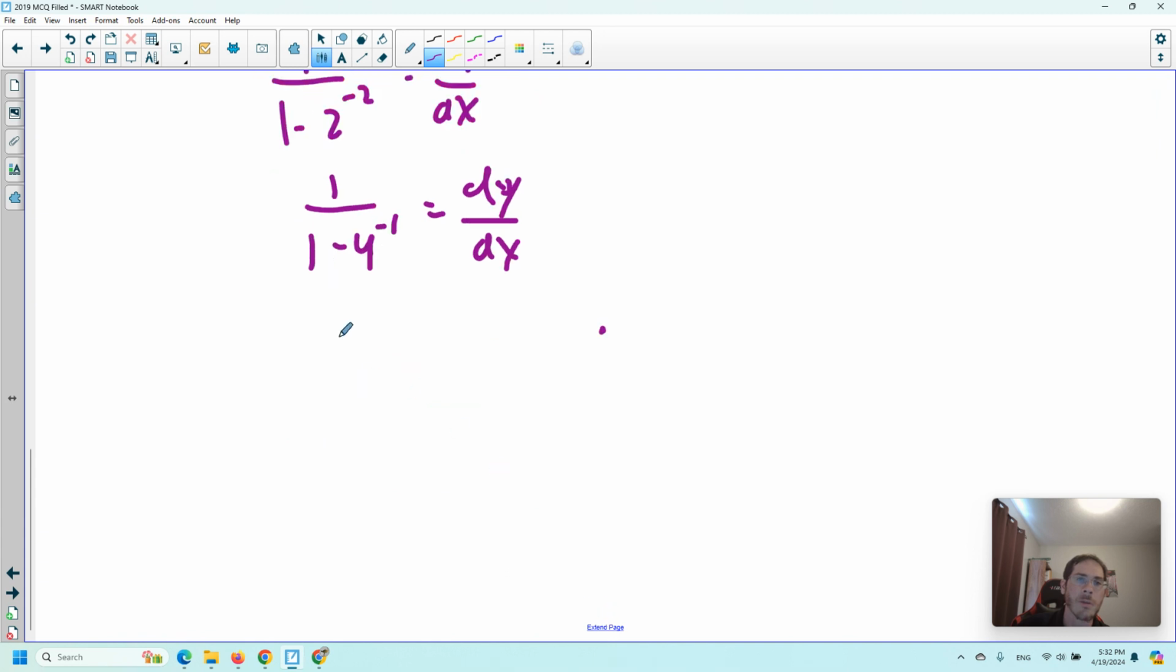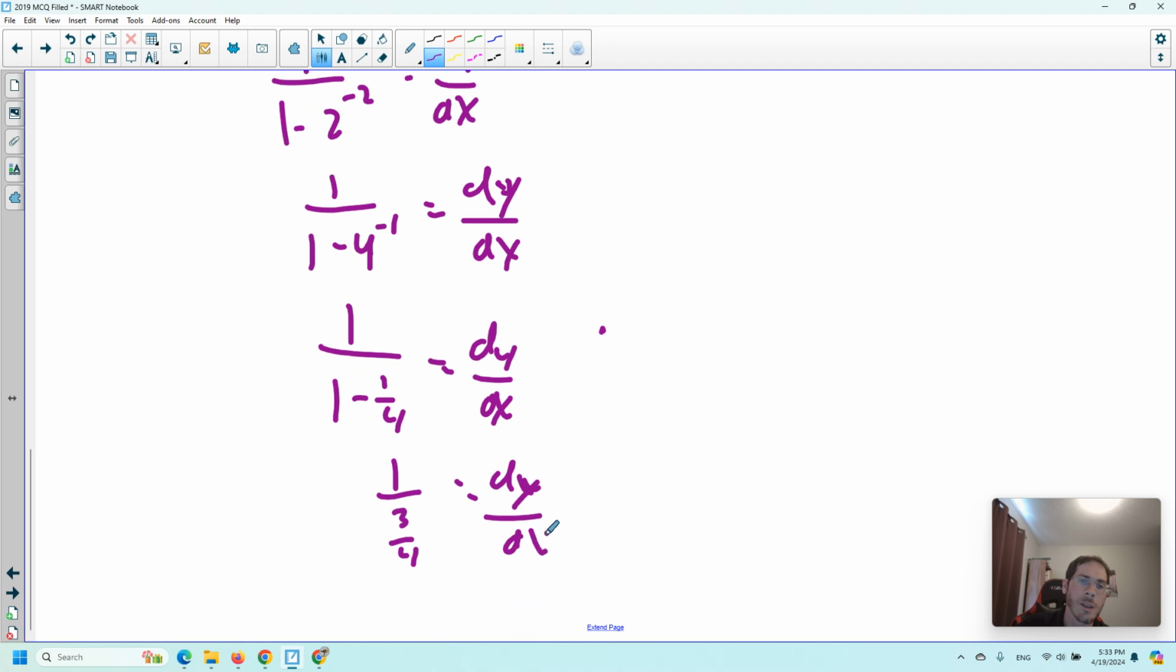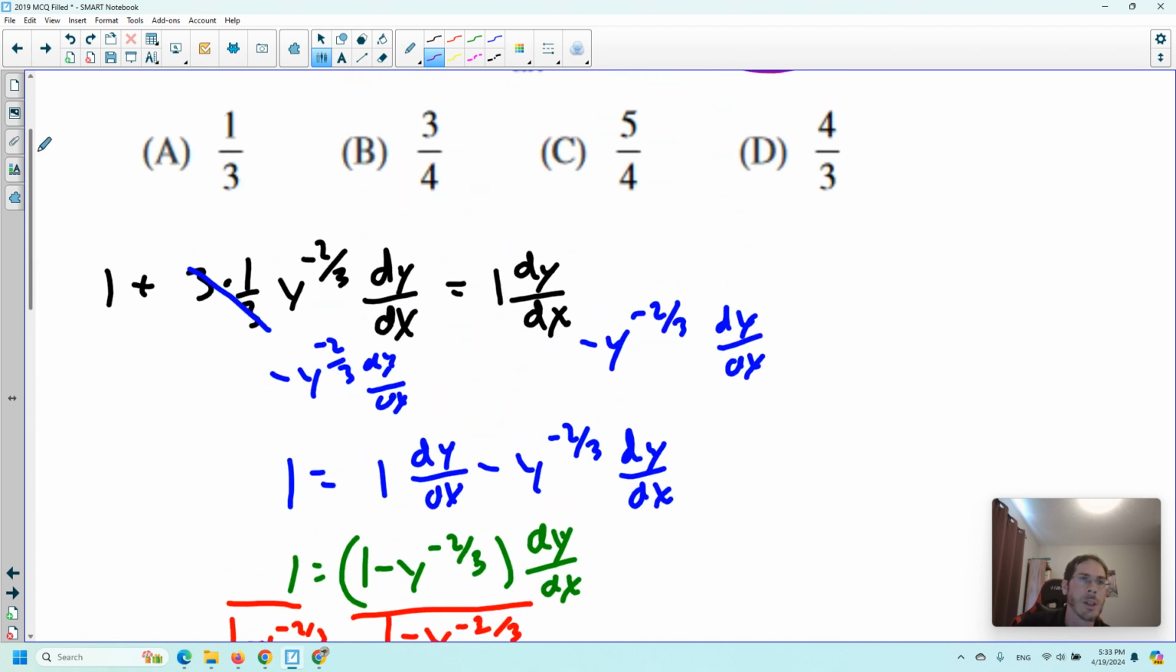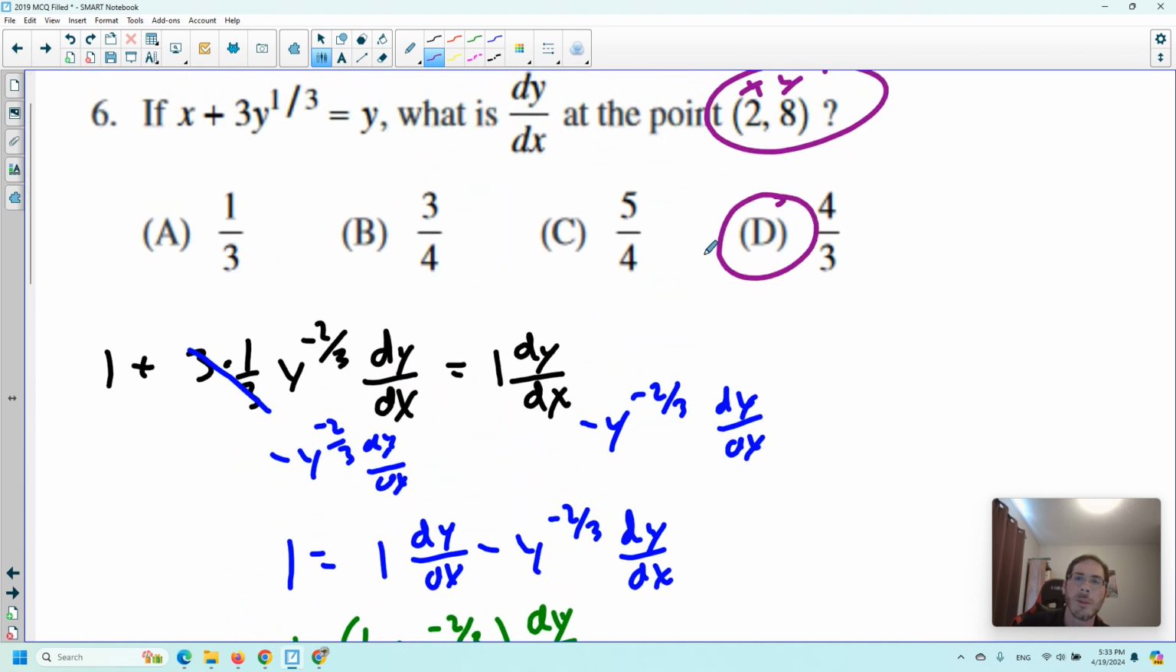And then we're just going to go ahead and flip this. So 1 over 1 minus 1/4, 1 over 3/4 y dx. And that should give us 4/3 equals dy dx. And let's hope we didn't mess 2 of them up in a row. There we go. 4/3 looks like an answer.